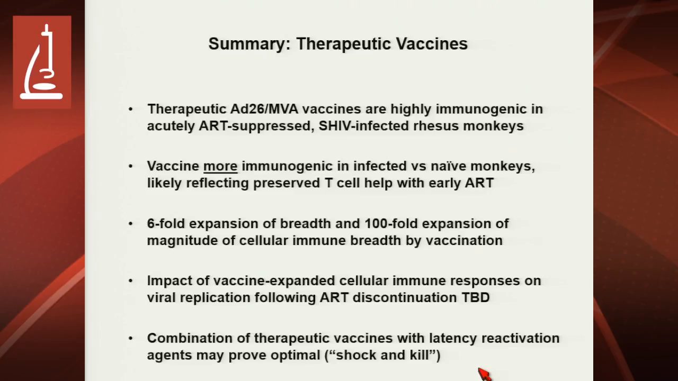There's about a 6-fold expansion of cellular immune breadth and over a 100-fold expansion of the magnitude of T-cell responses by vaccination. And we're just now assessing the impact of the vaccine-expanded cellular immune responses on potential viral rebound following ART discontinuation. But we do think that the ultimate potential of therapeutic vaccines might be enhanced when they are co-administered with latency reactivation agents for a so-called shock and kill approach.